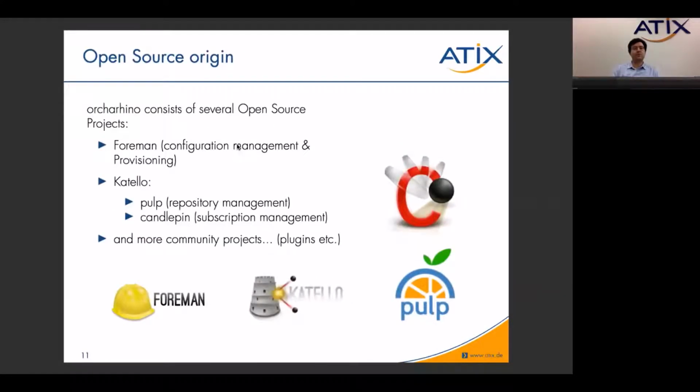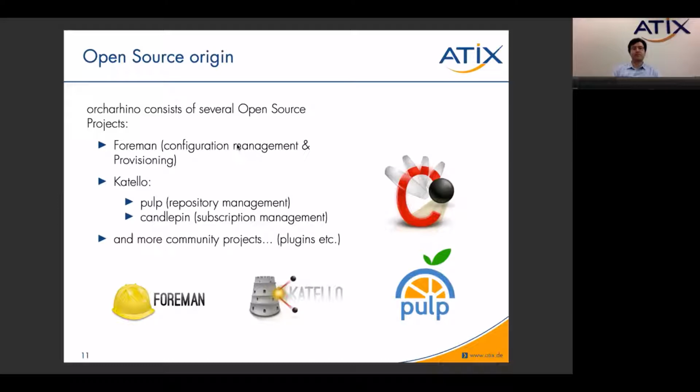Now I want to lose a few words about the open source origin of Orcharhino. Orcharhino consists of several open source projects, as I said. The main parts are, at first, the Foreman, which represents the part for configuration management and provisioning. And with Katello, we do repository and subscription management. The sub-projects for that are Pulp, which is used to synchronize all the packages so that they are available on Orcharhino, and Candlepin, which is used to subscribe all the packages and repositories, so that we can tell all the connected nodes which repositories to use.